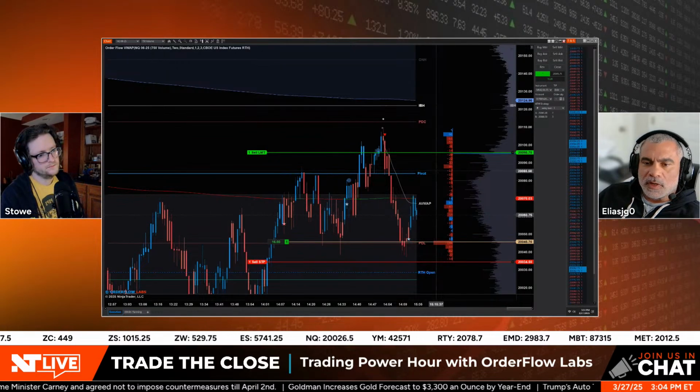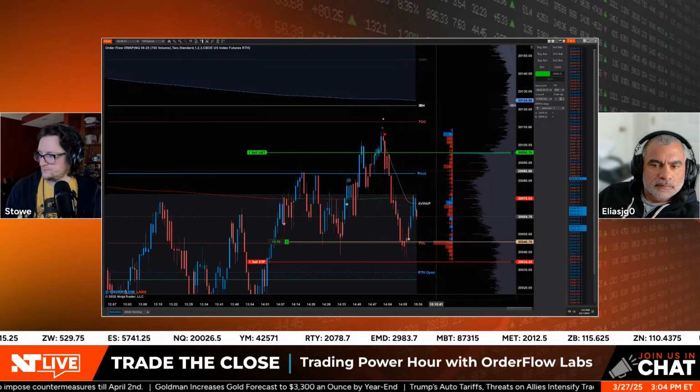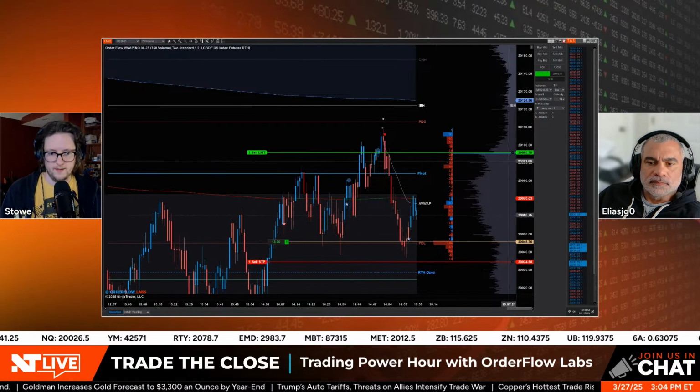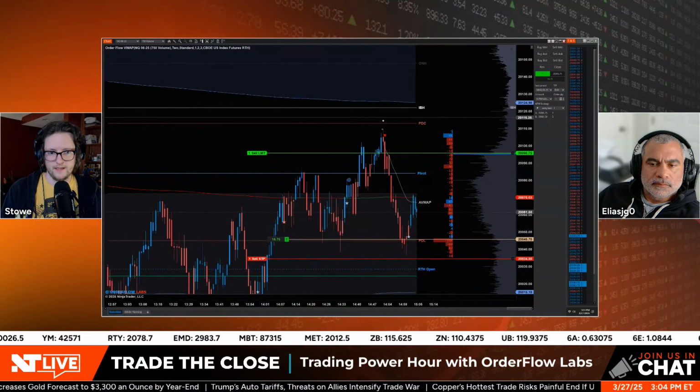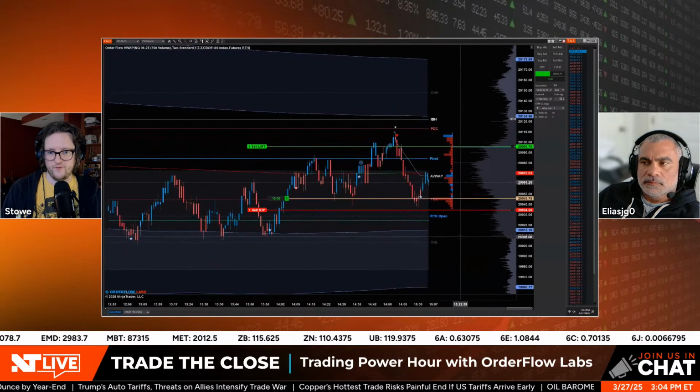Do you ever look at the slope of VWAP? Oh yeah, absolutely. That's a big thing too. So right now it's super leveled out, and that's the other reason I like these bands. I'll zoom out so you can see them fully.